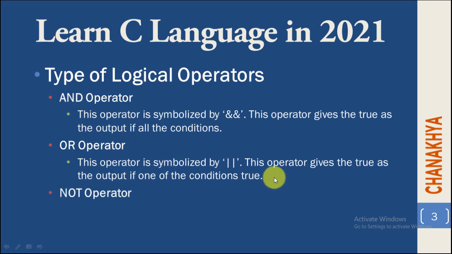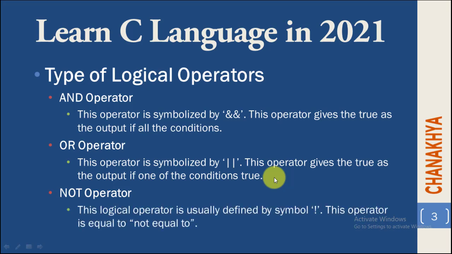And lastly, the third logical operator that we have is the NOT operator, which is symbolized by the exclamation sign, and this operator is equal to not equal to. It means that we will set the condition. If that condition is not met, then it will return true. If that condition is met, then it will return false.